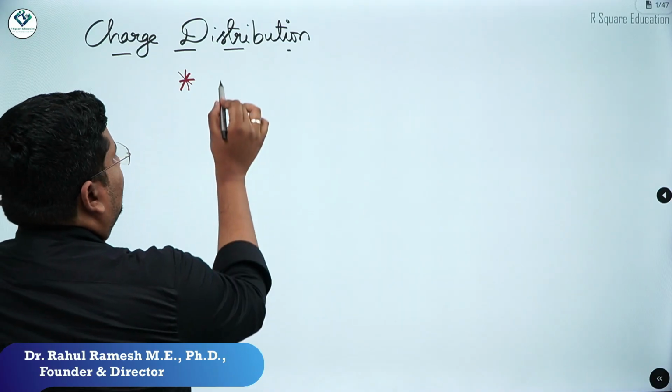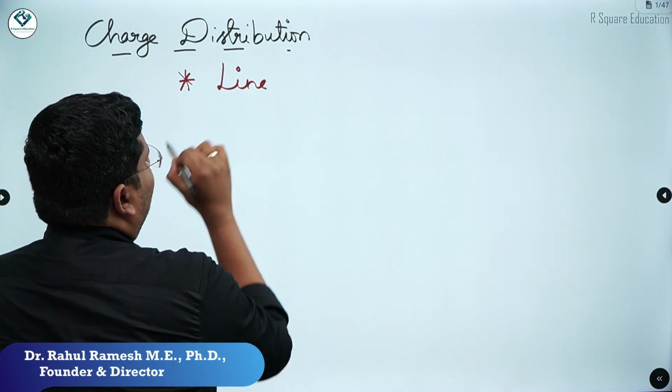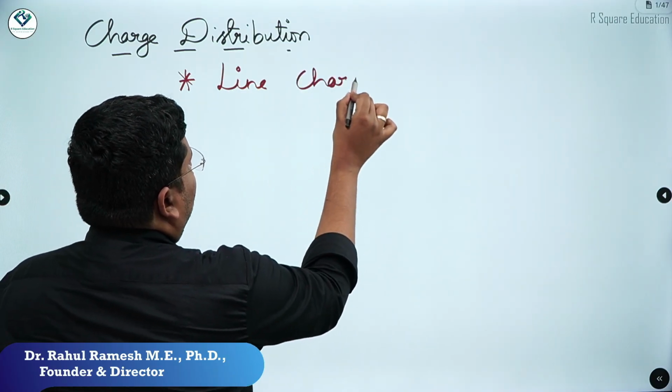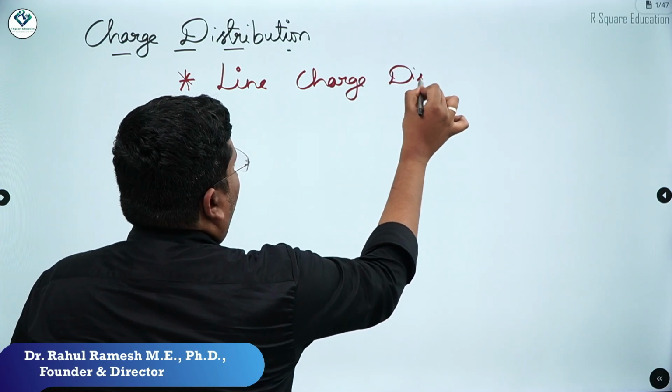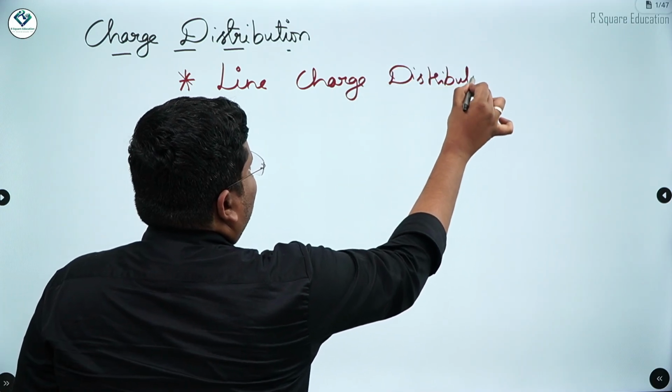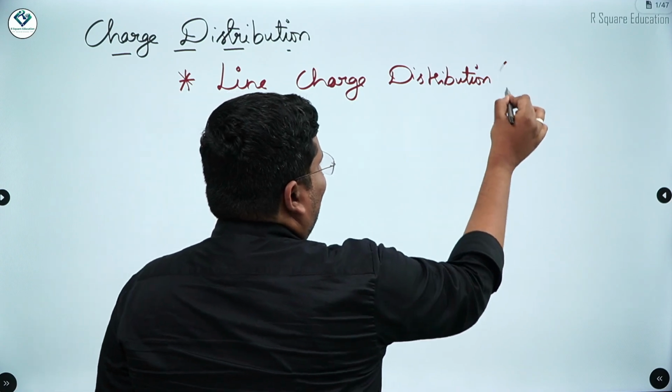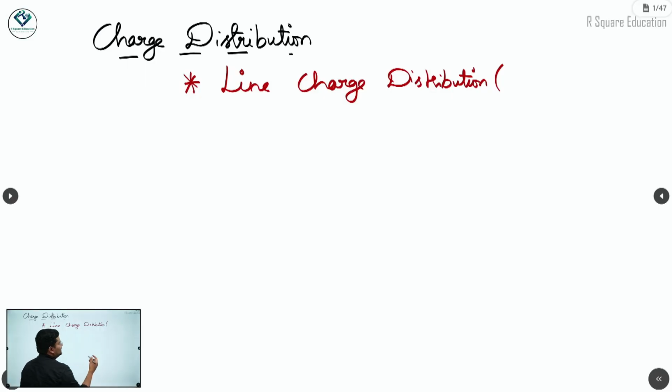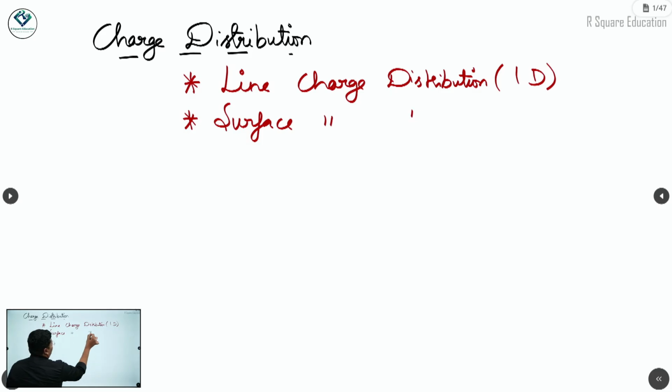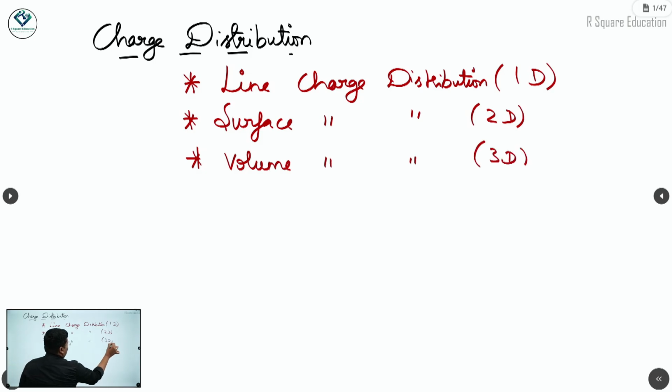So number one, we are going to deal with line charge distribution. Basically line charge distribution is nothing but line charge density or linear charge density. It is basically one dimension. We'll see what it is. Okay, and then surface charge distribution, and it is basically two dimension. And then volume charge distribution. Basically this is three dimension.